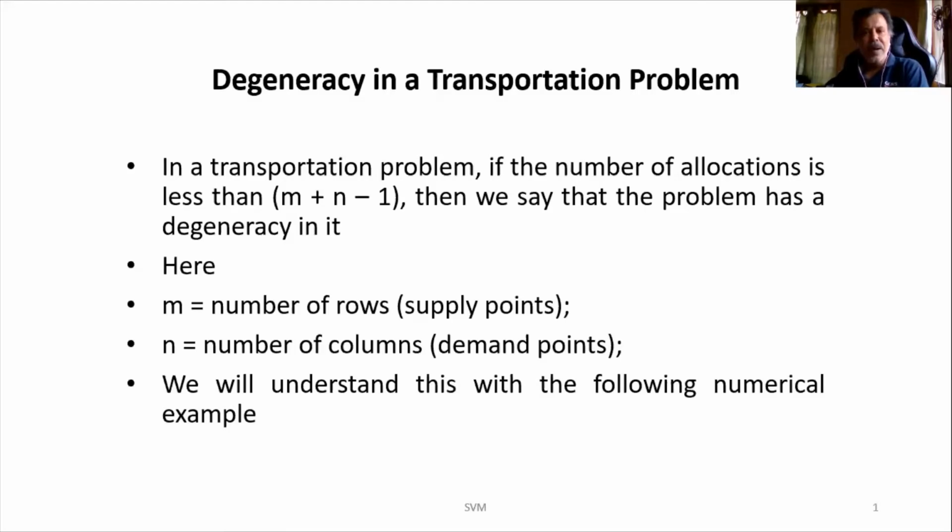Suppose it is not matching, or it is lesser than m plus n minus 1, then at that time we say that the problem has a degeneracy in it. So in order to understand this degeneracy, we'll go with a numerical problem wherein we will come across this particular degeneracy. So let's move on to the question.